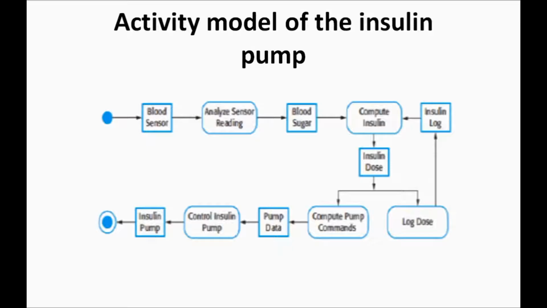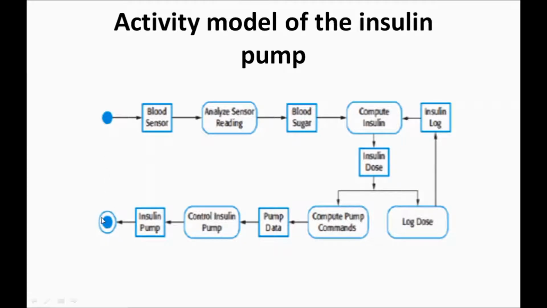Getting, guys? This is the activity model of the insulin pump. Activity model means activity diagram. In the design phase we use these models. You will come to know about high level design and low level design in the coming sessions. But here you should know this activity model shows the detailed working of the insulin pump. You can see this filled circle is the start state.